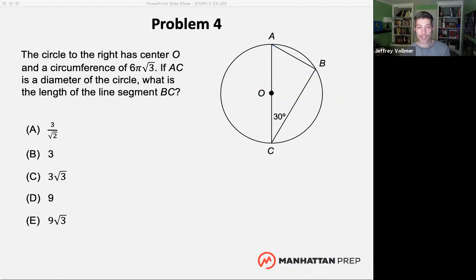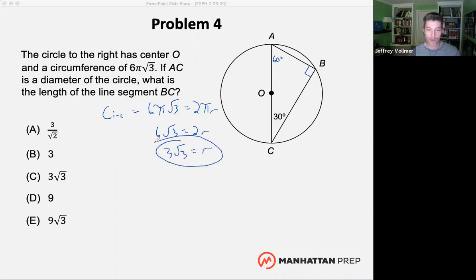Cool. So that's great. Yeah, this is definitely a 30, 60, 90 triangle. Now, what do we use with that? Like, that's great to know. How do we use it? Well, again, if it tells you the circumference of a circle, you can figure out everything else. Okay, if the circumference equals 6 pi root 3, and that's the same as 2 pi times the radius, you could say, oh, 6 root 3 equals double the radius, and then 3 root 3 equals the radius. So this might be useful information. So this distance here is 3 root 3. And that means the hypotenuse of this right triangle is 6 root 3.